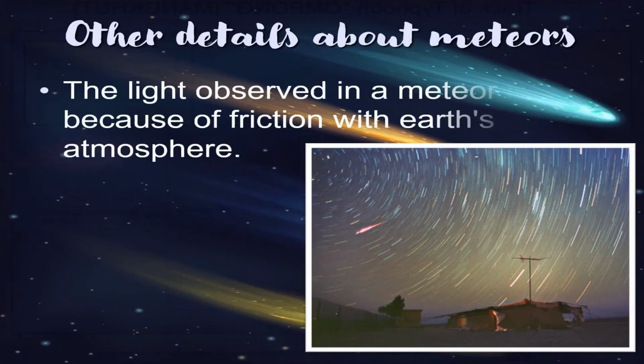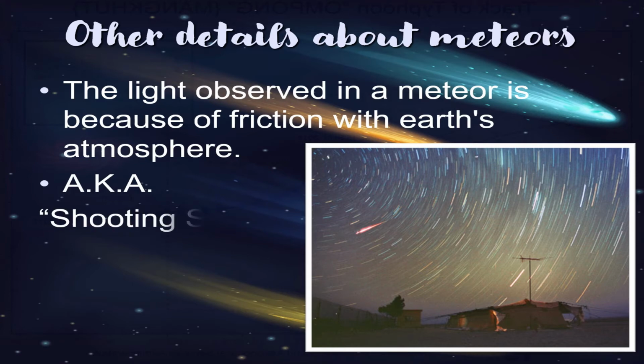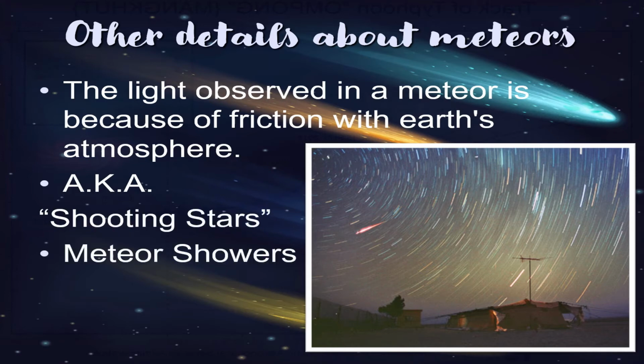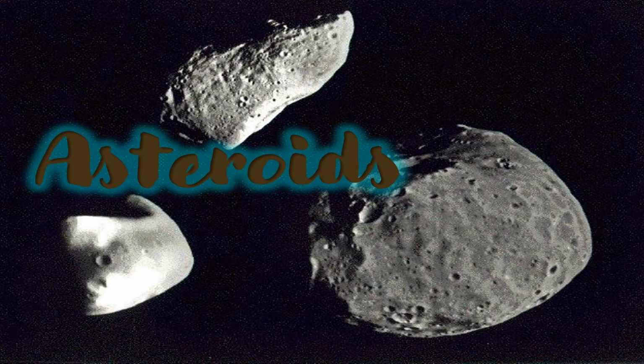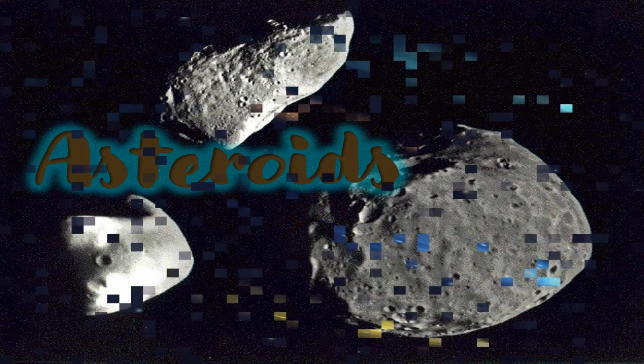We have the other details about the meteors. The light observed in the meteor is because of the friction with Earth's atmosphere, also known as the shooting stars. Meteor showers happen. Now, let me introduce to you another celestial object that we can find in the solar system, which is the asteroids.